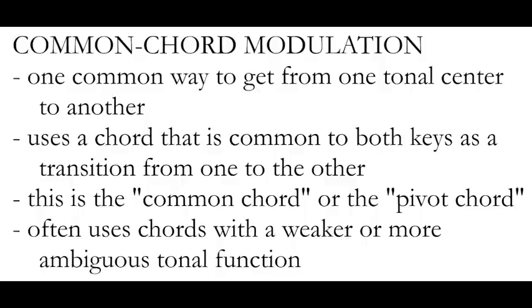Well, there's several different ways we find that composers employ to change the key in a piece of music. One of the most common is what we're going to be calling common chord modulation. This is a very frequently encountered way to get from one tonal center to another. As the name implies, common chord modulation uses a chord that is common to both keys as a transition from one to another. It tries to find a chord that belongs both to the original key and the new key, and it uses this to transition us from the one key to the other.